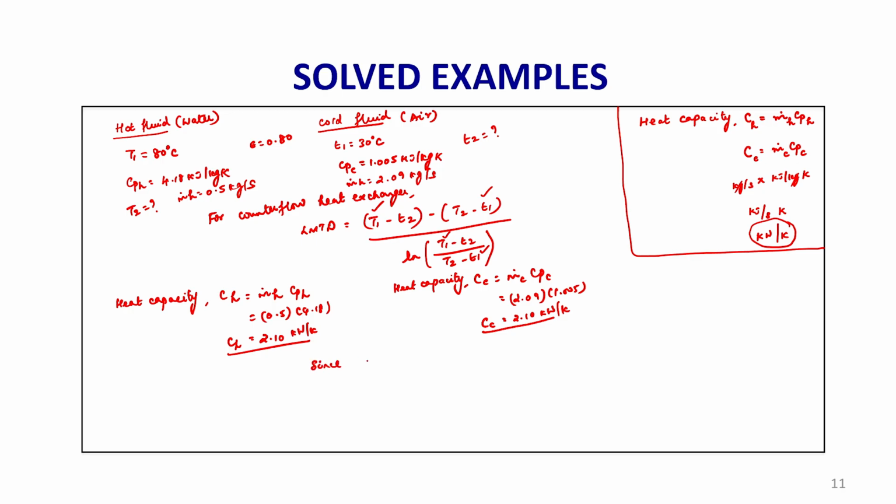Since CH is equal to CC, the minimum heat capacity is both the heat capacity of the hot fluid as well as that of the cold fluid. Therefore, C minimum is equal to CH, which is equal to CC. This is only applicable for this problem, or any other numerical question in which both fluid heat capacities are the same. Now, I can use the effectiveness formula for C minimum equal to CH.